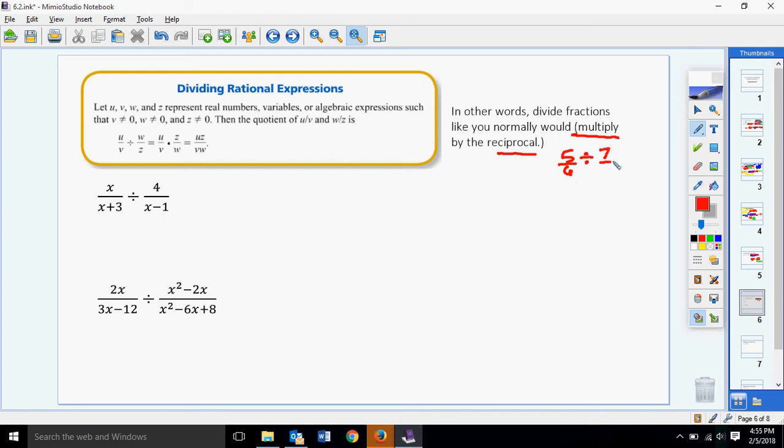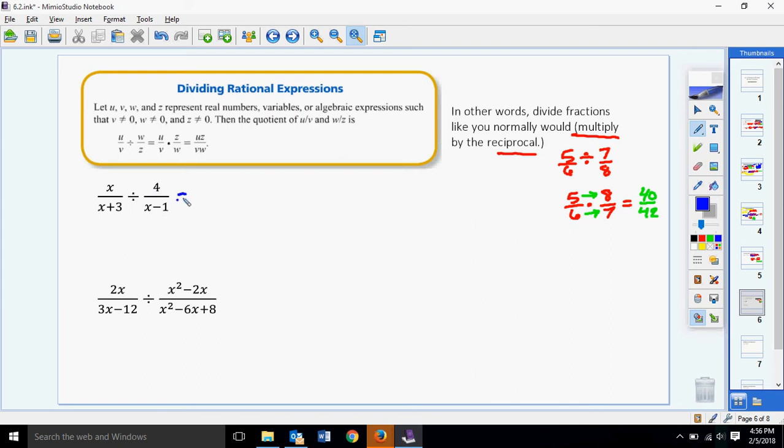divided by 7/8, the way I solve this would keep my first fraction the same, change division to multiplication, and flip my second fraction. Now, just like I multiplied my rational expressions, tops times tops, bottoms times bottoms, get 40 over 42, and obviously you'd simplify this. So let's try the first example.